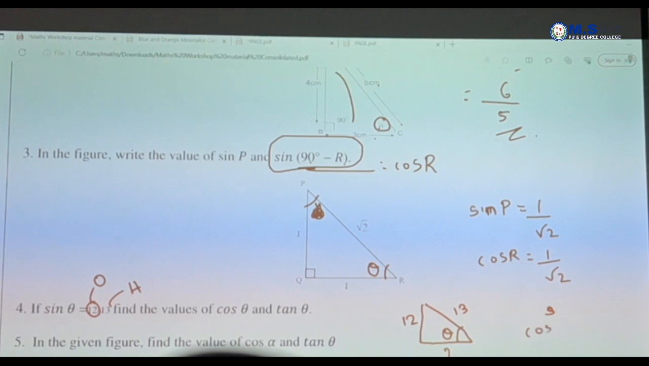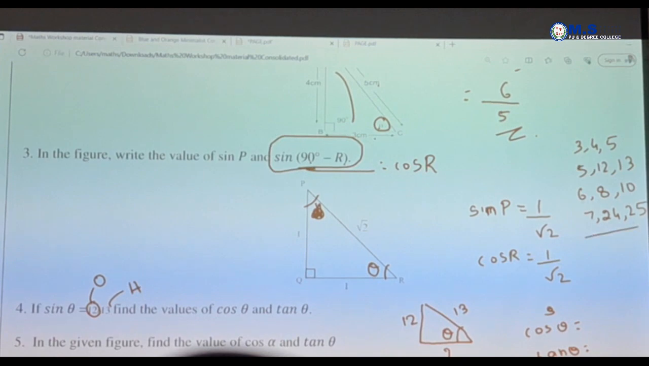Now they are asking to find the cos theta value and tan theta value. Now we should apply the Pythagoras theorem, right? Or you remember these triplets: 3 4 5 always together, 5 12 13 always together, 6 8 10 always together, 7 24 25 always together. If you remember these 4, it will help you. These are called triplets. 3 square is how much? 9. What is 4 square? What is 5 square? 25. Already 9 plus 16 is equal to 25. These are called triplets.